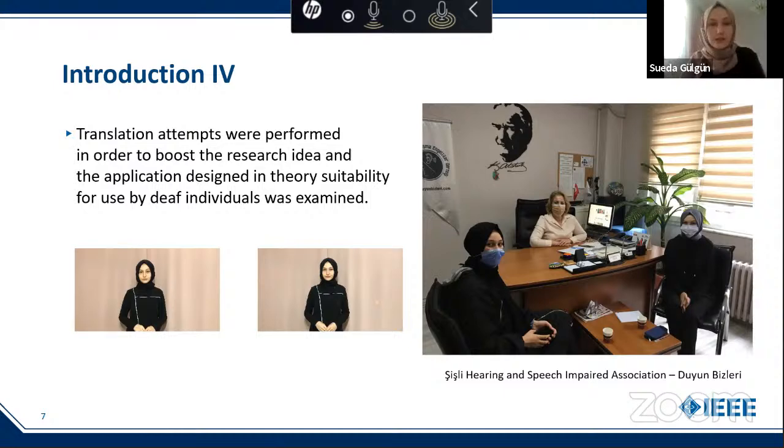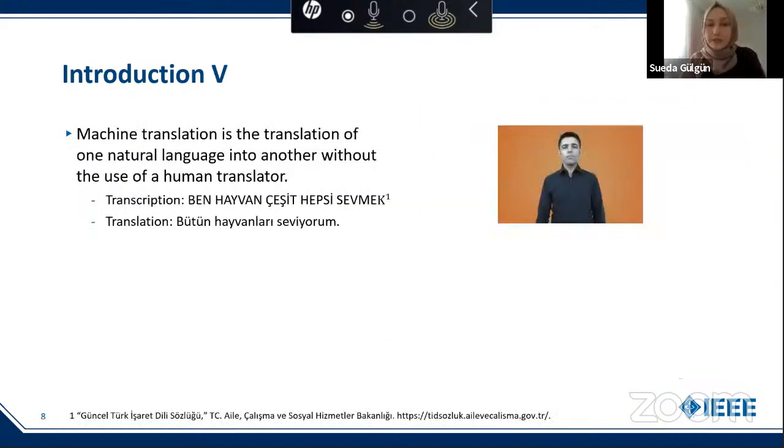Let's take a quick look. Machine translation is the translation from one natural language to another without human assistance. The critical point here is that the translation is done through software that is computer-based. As a result, in order for the translation to be accurate, the grammatical structures of the source and target language must be truly examined. Here the source is Turkish and the target is Turkish Sign Language.